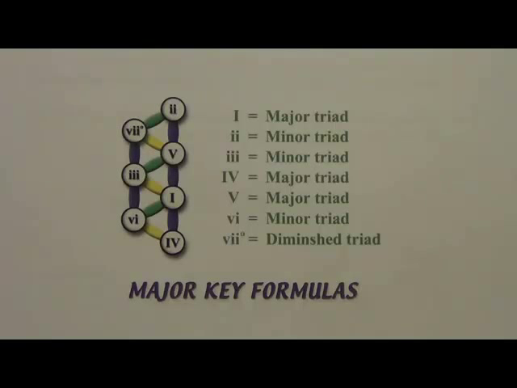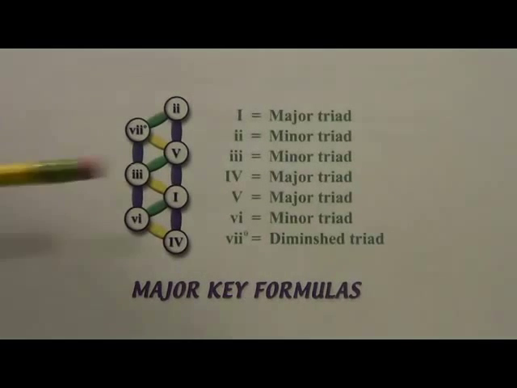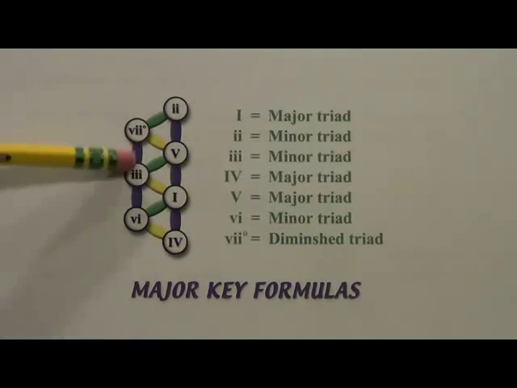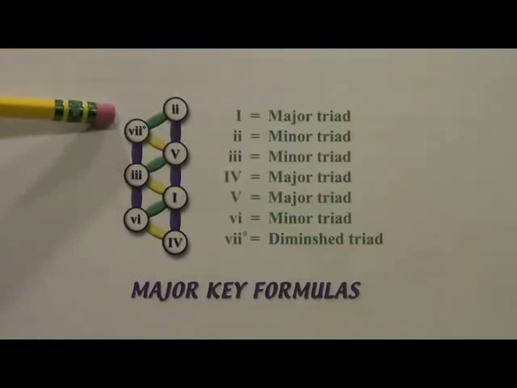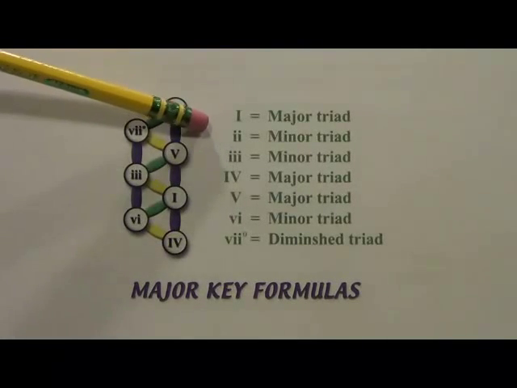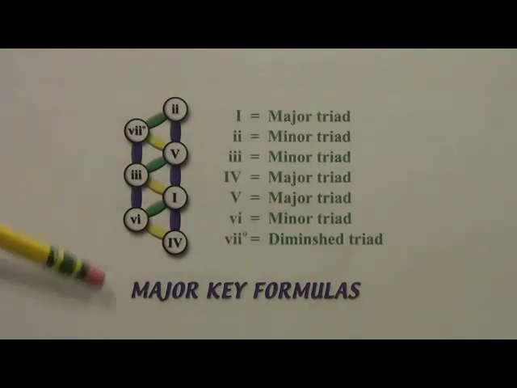This is the major key triad formula. This connects 7 notes together, and the Roman numerals represent the scale degree and what triad is being built off of each scale degree of the major key. So you have your 1 chord, your 5 chord, 4 chord, 6 chord, 3 chord, diminished 7 chord, and your 2 chord. And here it shows you the Roman numeral and whether it's major or minor in this little key.